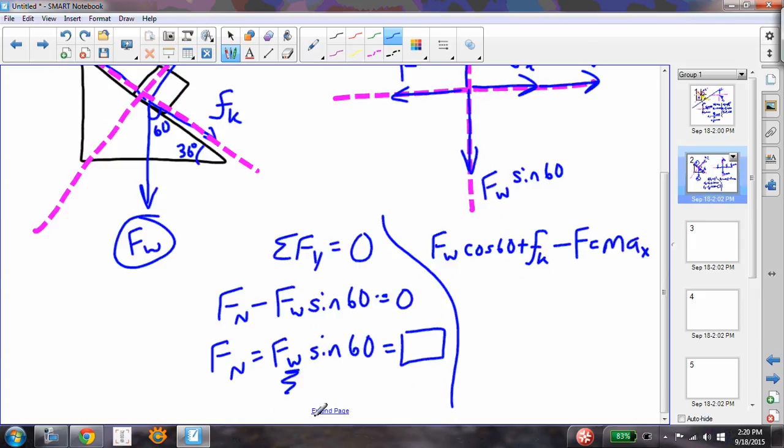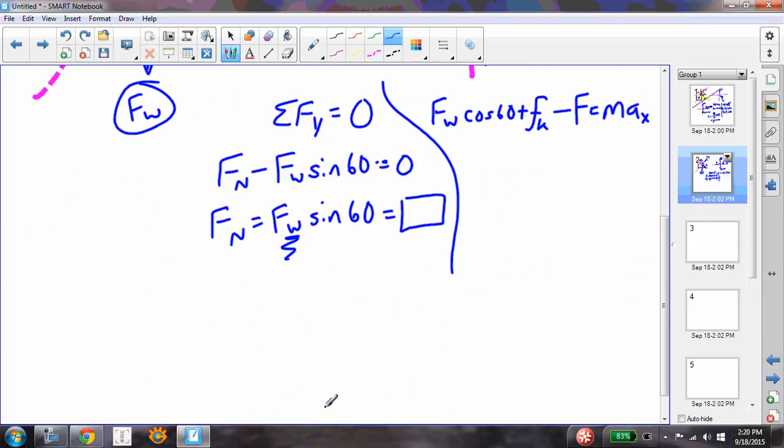Okay? I'm going to give myself a little space here to solve this. I'm going to do it down here. Because notice here that I have some unknowns. I'm presuming that I know this and I know this, in green. But my unknowns are the kinetic friction and the acceleration.